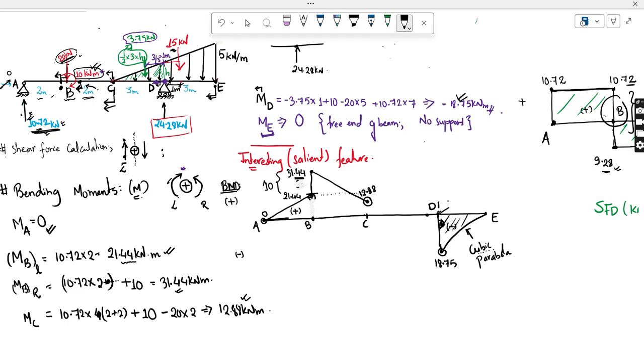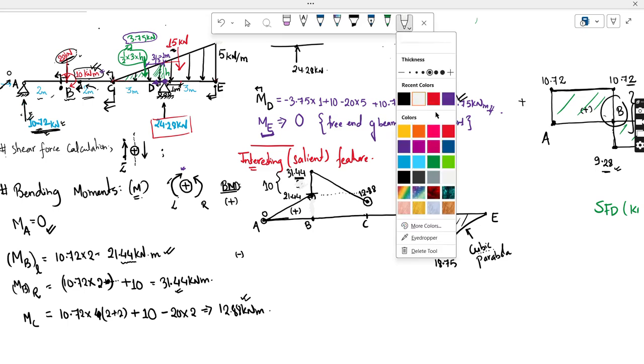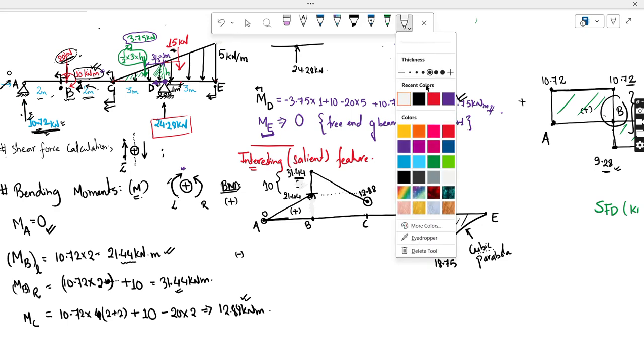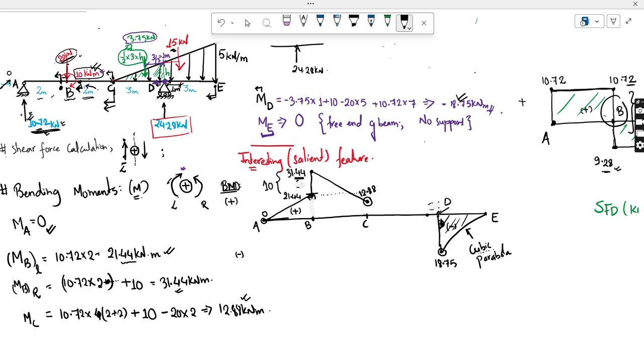This is my D point, and this is my C point. I have to join this 12.88, which is coming as positive here, all the way to this negative. So which graph do we think it is suitable? By which curve I have to join this?